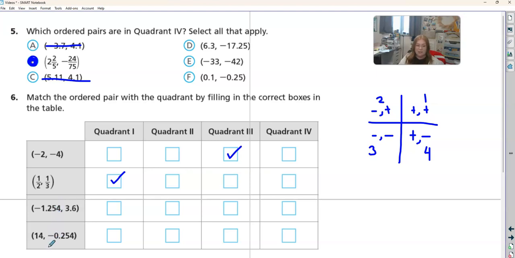So I'm going to have you try these ones. So we have negative, positive. So find the match. Negative, positive. Which quadrant is that? And then this one we have positive, negative. Which quadrant is that? So use this chart to help find those correct matches there.